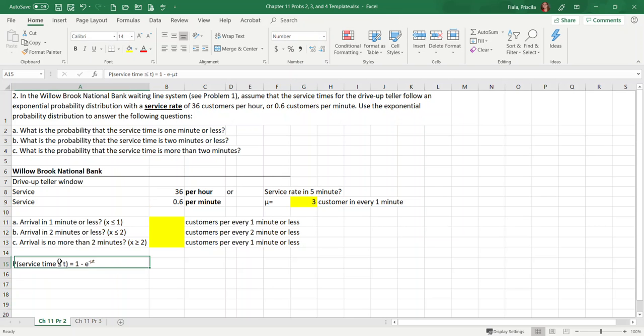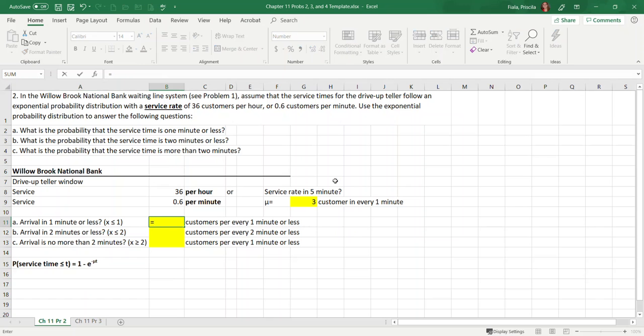So remember, I put the formula over here so you don't have to go back to the book. So we're going to do arrival in 1 minute or less. Therefore, we're just going to look at the formula over here. We're going to do equals, and I'm going to open a parenthesis over here.